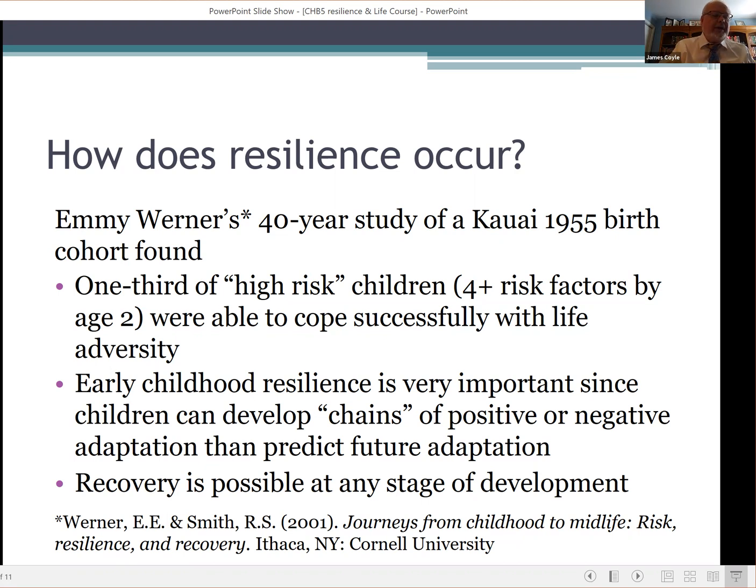And that's an important element of hope that I think is part of resilience, that it doesn't make any difference how things have gone in the past. You can recover, you can get better, you can become more resilient at any stage in your life.